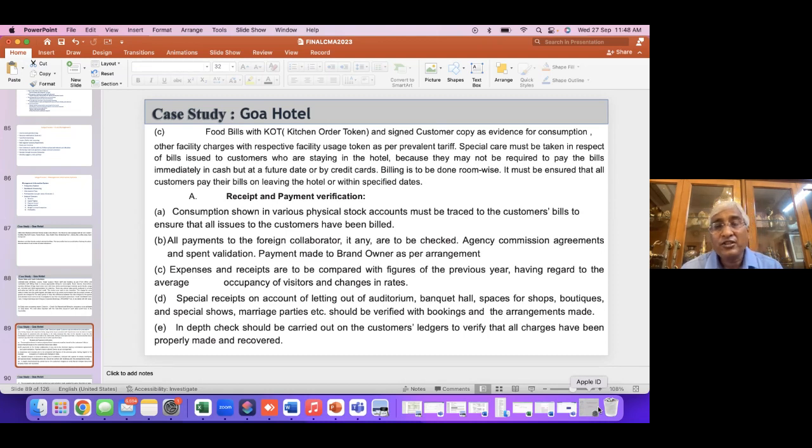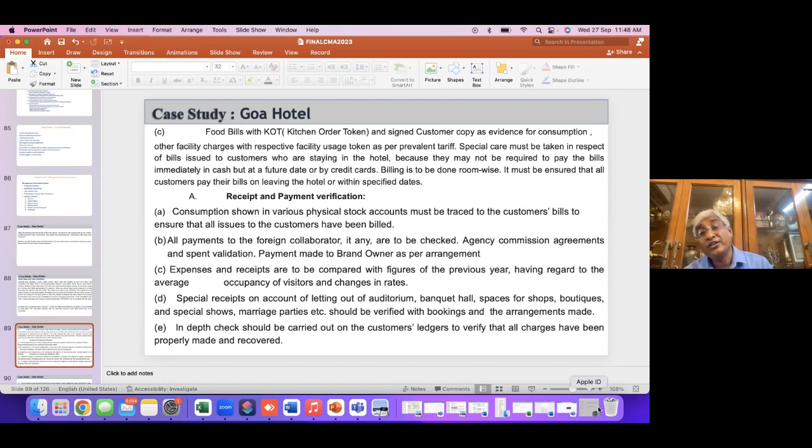All payments to the foreign collaborator, if any, are to be checked. There are certain hotels like Hilton, etc. They have ITC with Sheraton, like that. They have arrangements with their foreign counterpart for the best services. Now, these collaborators are also to be paid by the hotel authority.